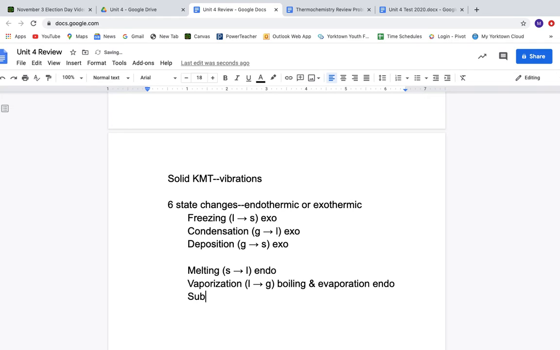And the last one is sublimation. And this is going straight from a solid to a gas. And our example for that is dry ice, solid carbon dioxide, creating fog, which is basically gaseous carbon dioxide.